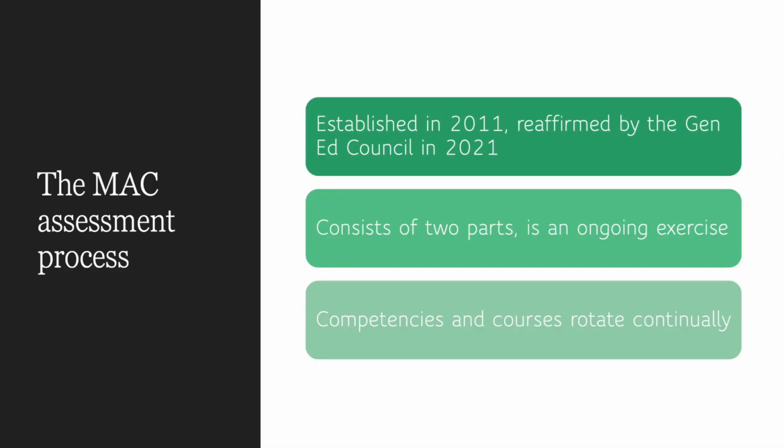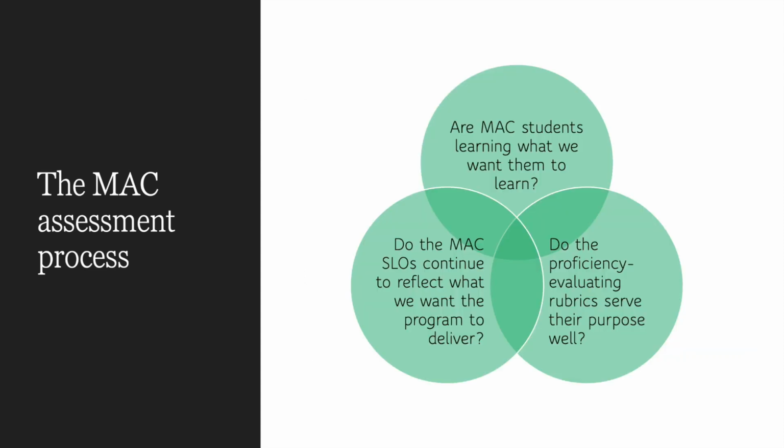The Gen Ed assessment process was established in 2011 by our General Education Council, and it's an ongoing two-part exercise that's repeated just about every semester, though the competencies and courses that it focuses on rotate continually. Essentially, the process is about asking three questions. First, are MAC students learning what we want them to learn? Second, do the MAC student learning outcomes, or SLOs, continue to reflect what we want the program to deliver? And third, do the faculty-developed proficiency evaluating rubrics serve their purpose well?